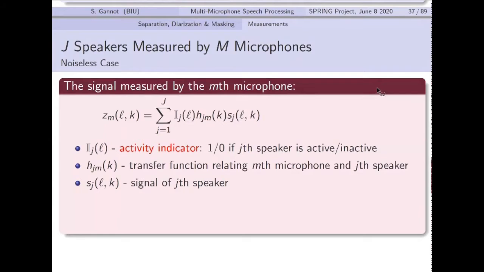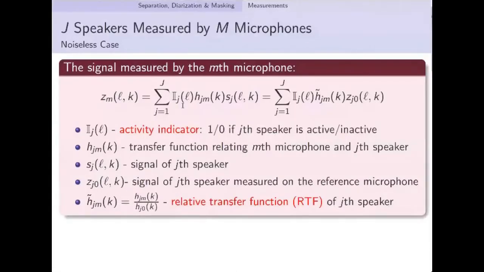The model is a bit different from the regular model, in the sense that we have included here an activity indicator, I_j(l). This I_j(l) can take values 1 or 0, and it becomes 1 if the j-th speaker is active during the l-th frame. So this is a frame-based indicator, and each frame is characterized by the number of speakers in the scene. H is the transfer function, S is the source. We have J sources.